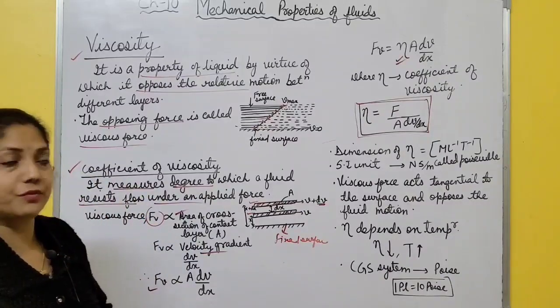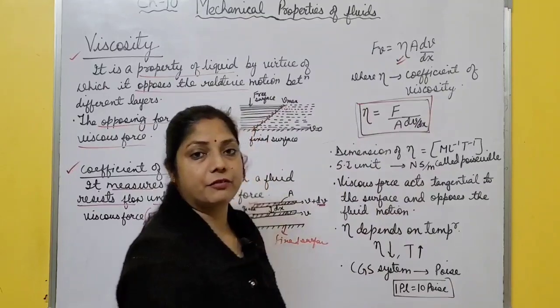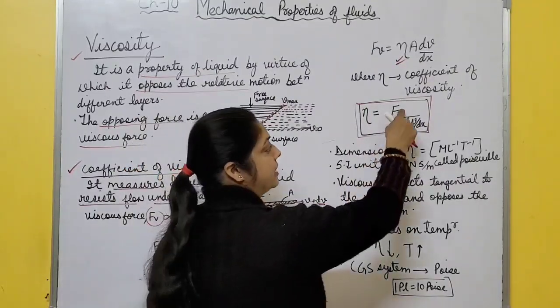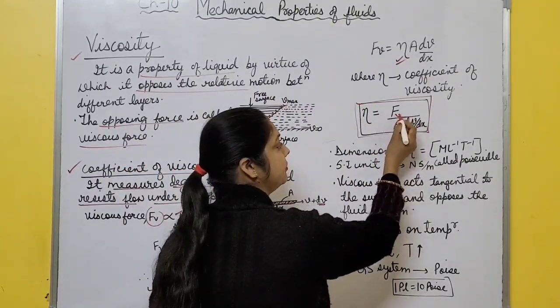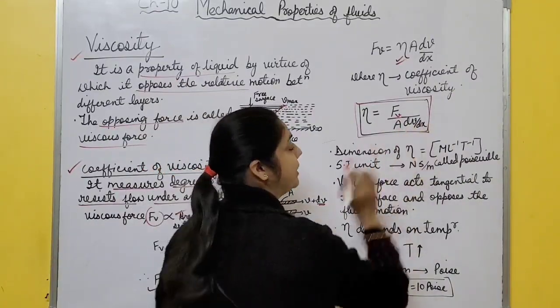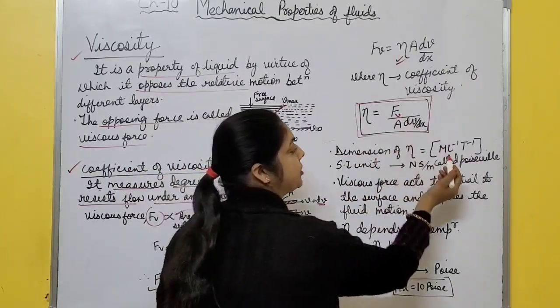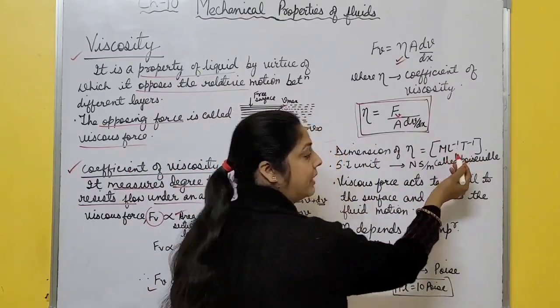This is the coefficient of viscosity, and its formula is given by eta equal to F by A dV by dx. F is viscous force, A is area of cross section of different contact layers, and dV by dx is velocity gradient, right? What is the dimension? The dimension formula is given by this one, M L minus 1 T minus 1.